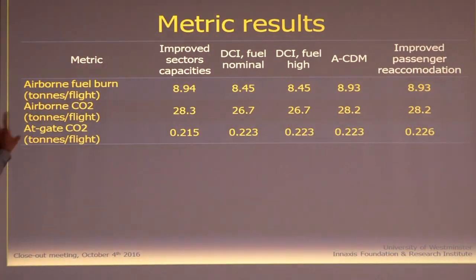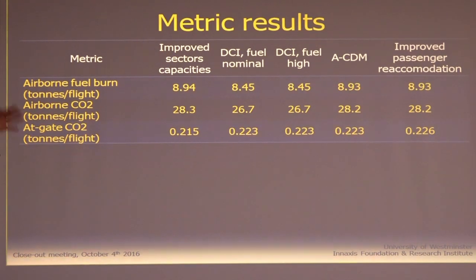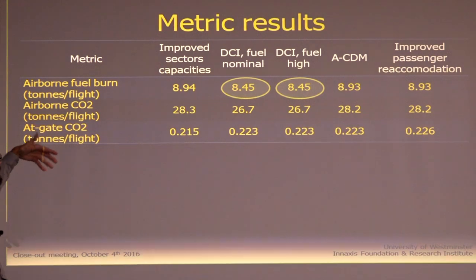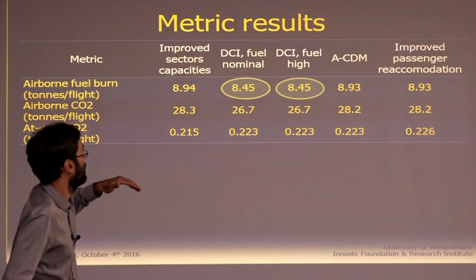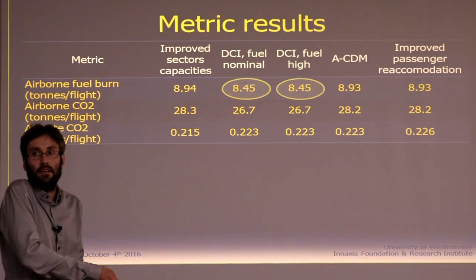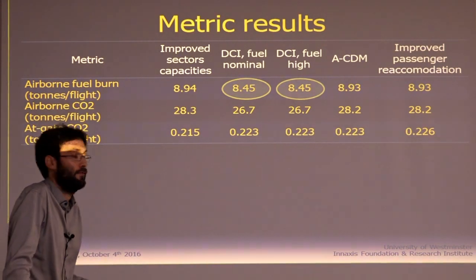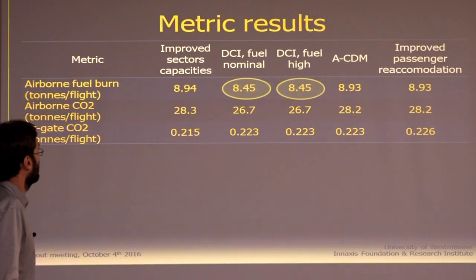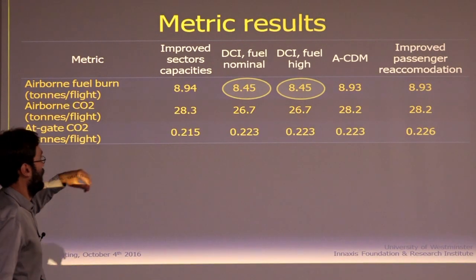When we look at environmental metrics in terms of fuel burn and emissions, emissions are proportional to the fuel burn. We can see, not surprisingly, that DCI is the one that is performing the best. In this case, it's because it's the only mechanism that is targeting the fuel that we are using during the flight, so that's what we would expect from it. We are getting the same benefit for the emissions.